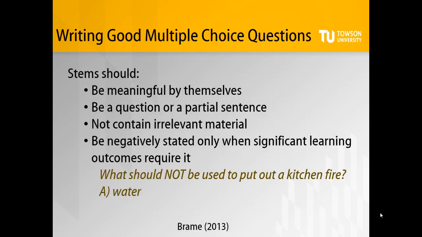Bram provided some guidelines for writing good multiple choice questions. These are for the STEMs. STEMs should be meaningful by themselves. That is, the student should be able to answer the question without having to look at the alternatives. STEMs can be either questions or partial sentences. They should not contain irrelevant material. In addition, it is recommended to use negatively worded STEMs only when the learning outcome requires it. The example illustrates a situation in which the learning outcome requires a negative STEM.